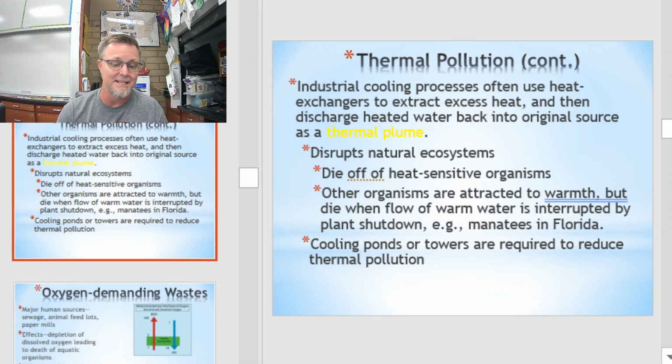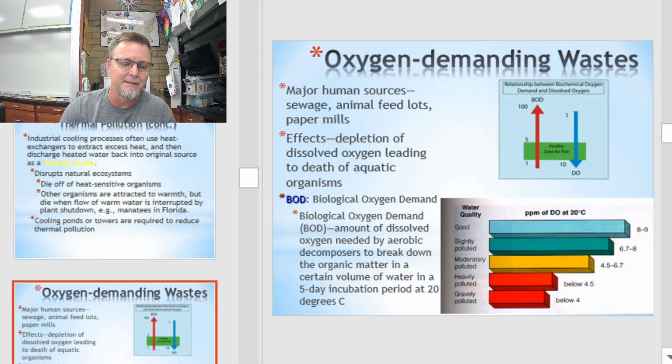It causes die-off of heat-sensitive organisms. You might even get invasive species, because some organisms are attracted to the warmth, but maybe die off later when the factory or the power plant backs off on its production or stops the effluent. So at the end of the day, no matter how you look at it, thermal pollution is bad.